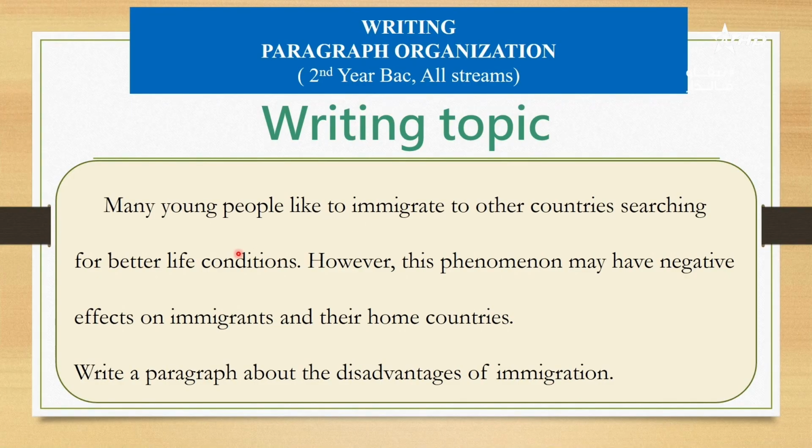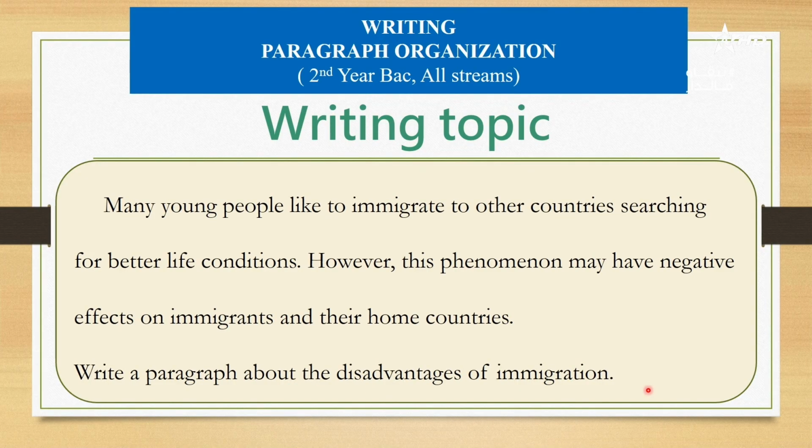The writing topic is: many young people like to immigrate to other countries searching for better life conditions. However, this phenomenon may have negative effects on immigrants and their home countries. Write a paragraph with a topic sentence, supporting idea number 1, detail number 1, supporting idea number 2, detail number 2, supporting idea number 3, detail number 3, and the concluding sentence to make a delicious sandwich again. So you write a paragraph about the disadvantages of immigration.